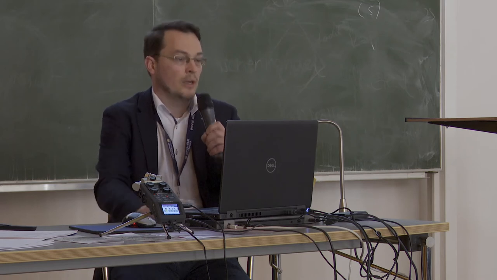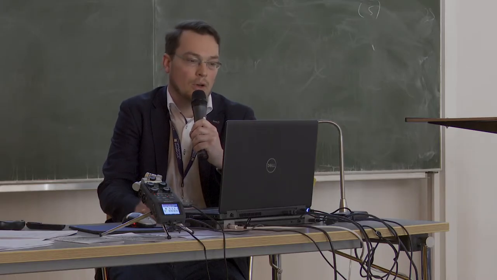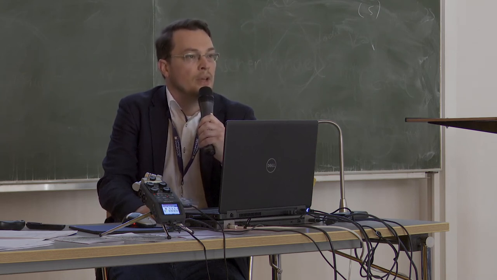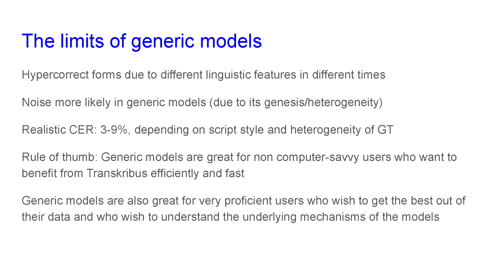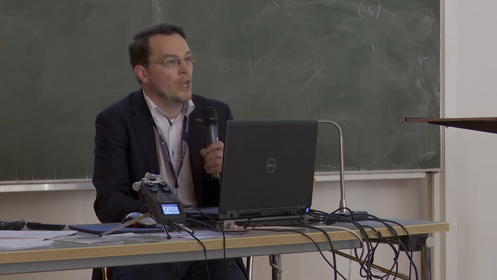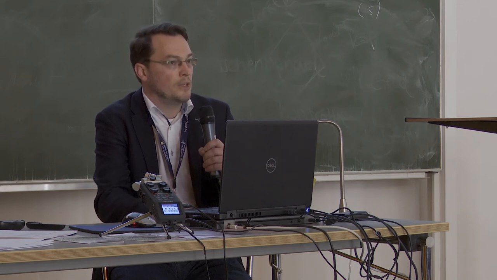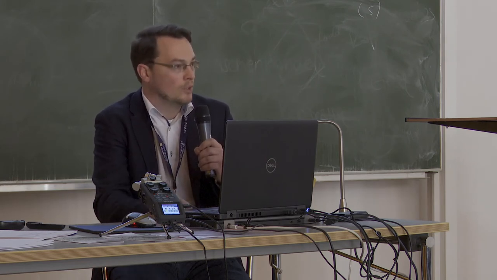That's one drawback. Another drawback is that you most likely introduce more noise than using specific models. This is usually due to different transcribers and different origins of the ground truth and things like that, which means that sometimes you might be better off using a specialized model. In my experience, the following rule of thumb applies. Generic models are great for non-computer savvy users who want to benefit from transcribers efficiently and fast. So if your colleagues are not into digital humanities or computers, and they want to benefit as well, it might be easier for them to use just one generic model than to have 20 different models for different purposes.